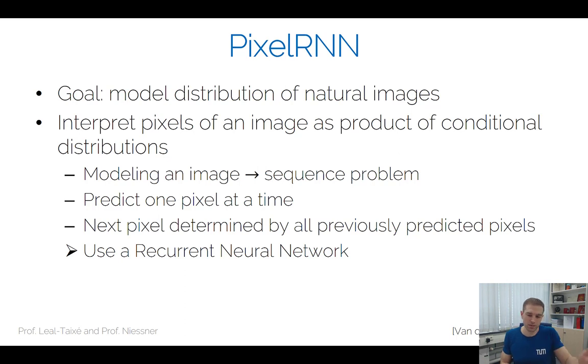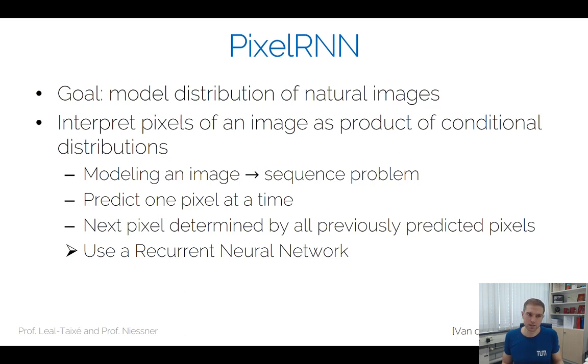So I'm doing the third pixel, taking the first two, and so on. I'm going to successively add more and more pixels in this conditional probabilistic formulation, and essentially it maps down to a sequence problem. Modeling an image is just a sequence of predicting pixel by pixel by pixel. In practice, you also predict one pixel at a time, and the pixels are determined by all previously predicted pixels. So it's a conditional probability that you have.